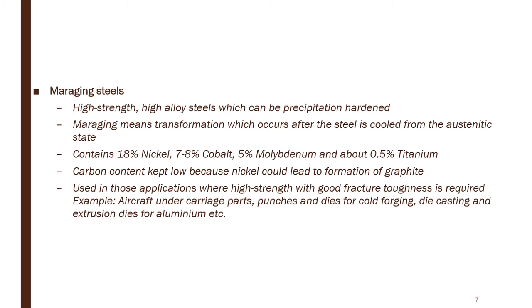maraging. This type of steel usually contains 18% nickel, 7 to 8% cobalt, 5% molybdenum, and about 0.5% titanium. The carbon content is kept very low, below 0.3%, since otherwise the high nickel content could lead to the formation of graphite in the presence of carbon in the structure, and this would result in a decrease in strength and hardness.